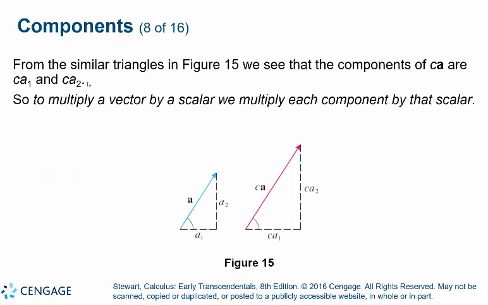All right, from similar triangles that we see in the figure below, we see that the components of cA are just multiplying. If you multiply the vector A by some constant c, you just get cA1 and cA2. So to multiply a vector by a scalar, we multiply each component by that scalar. That's all you have to do.